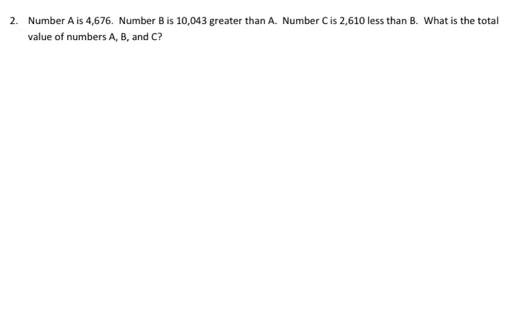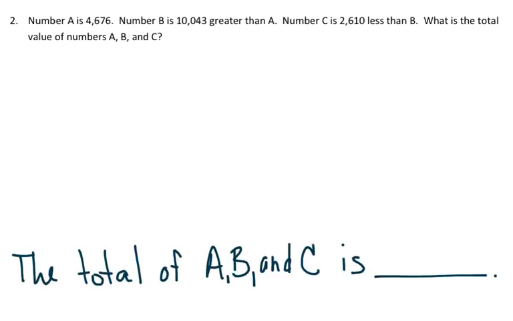And that reads, number A is 4,676. Number B is 10,043 greater than A. Number C is 2,610 less than B. What is the total value of numbers A, B, and C? Okay, so let's go ahead and start with our target sentence. And that reads, the total of A, B, and C is blank.